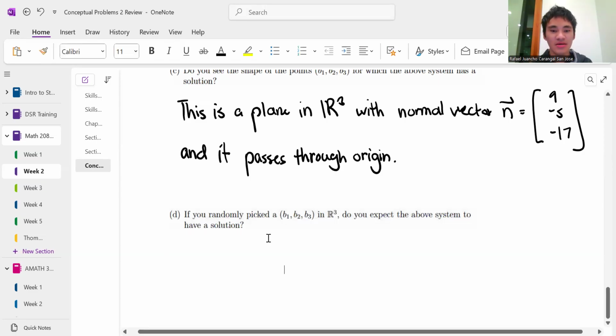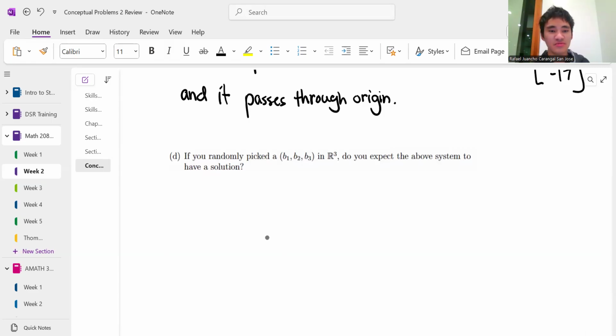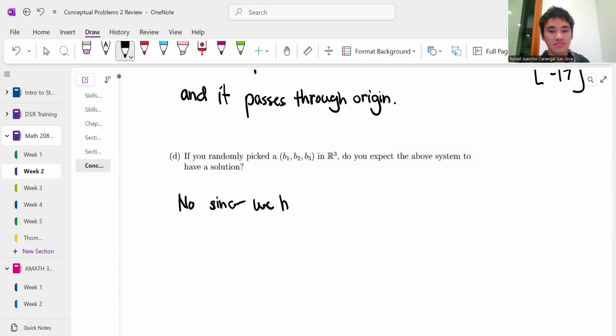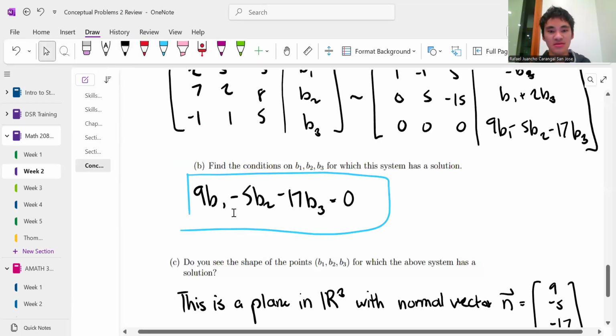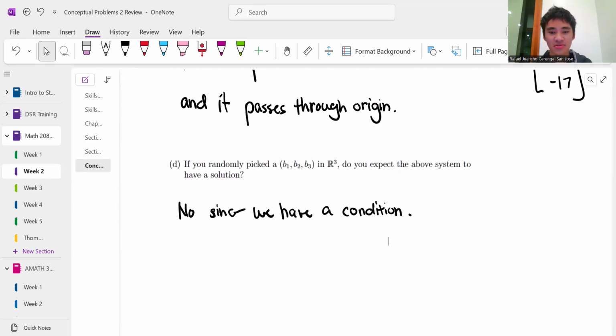Okay. Here, if I randomly pick a point, does it have a solution? Well, no, since we have a condition. We can't just pick a random point for b sub 1 to 3. If we pick b sub 1, b sub 2, b sub 3, and it's not equal to 0, then we know it's not a solution, right? Easy. Okay, let's try this one.